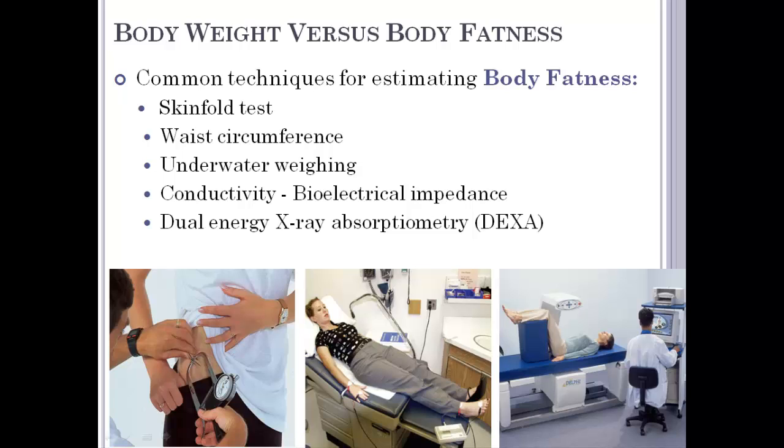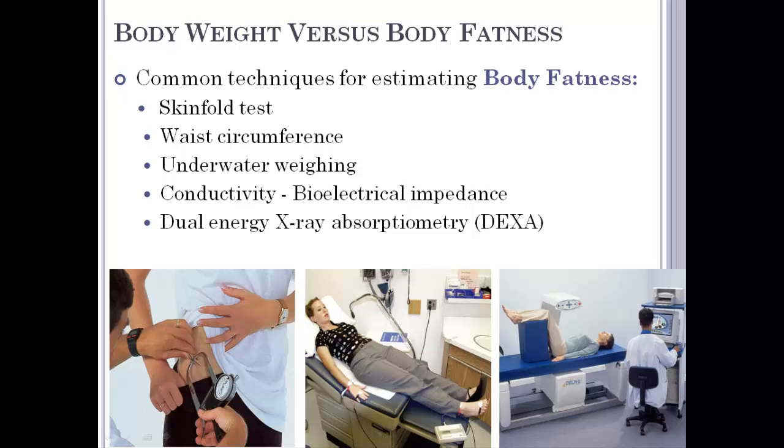Conductivity, body fatness. Bioelectrical impedance. This is what the majority of digital scales are. If you buy a digital scale at any store and it tells you it will also measure body fat, it's using conductivity and bioelectrical impedance. The problem with this is it's so inaccurate because this depends on the hydration levels in your body. The hydration in your body is what conducts the bioelectrical signal through to give you a body fat measure.